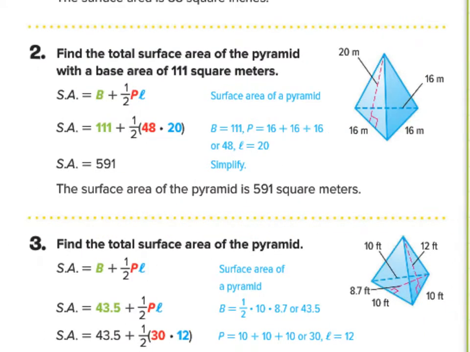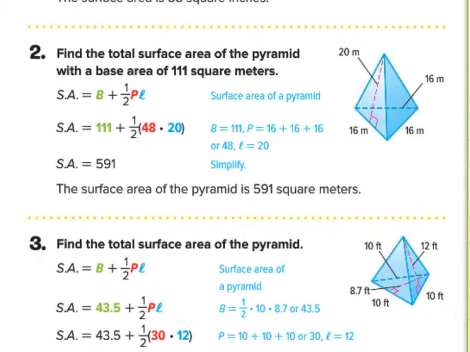Let's see this triangular pyramid here. Find the total surface area of the pyramid with a base area of 111 square meters. Okay, the base has been given to us. You see that? So with the area of the base, which is represented by capital B, we simply have to replace the variable with that number.